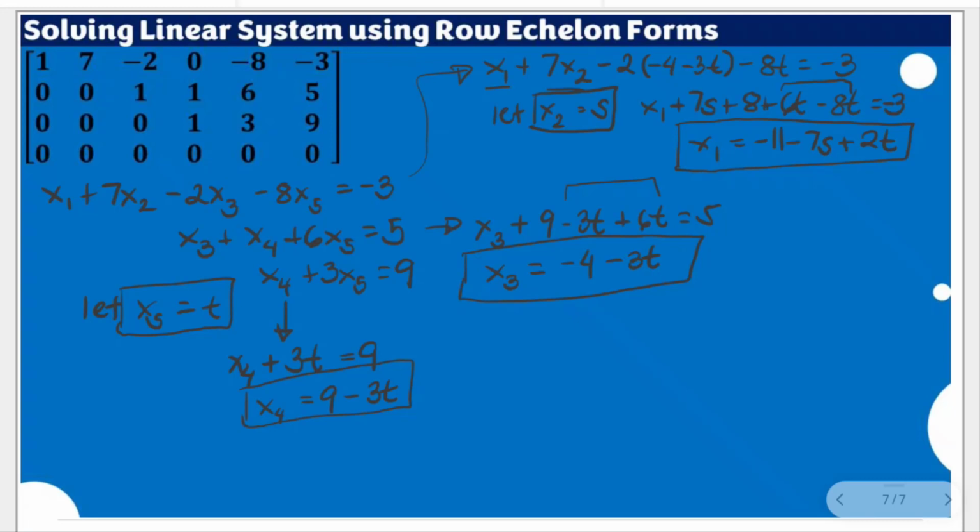So again, this is how we solve a linear system using this row echelon form, because all of the variables don't have an exact value. Thank you for watching.